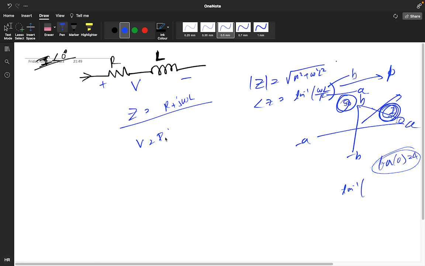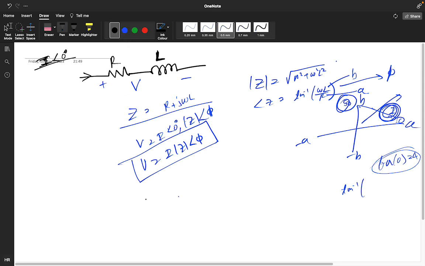I was having some angle, 0 degrees, I am assuming 0 degrees, and your mod Z with some positive angle phi. So V was coming as I mod Z at an angle phi. This means, if you are drawing with reference to the current, I will be here only, and V will have some phi angle.